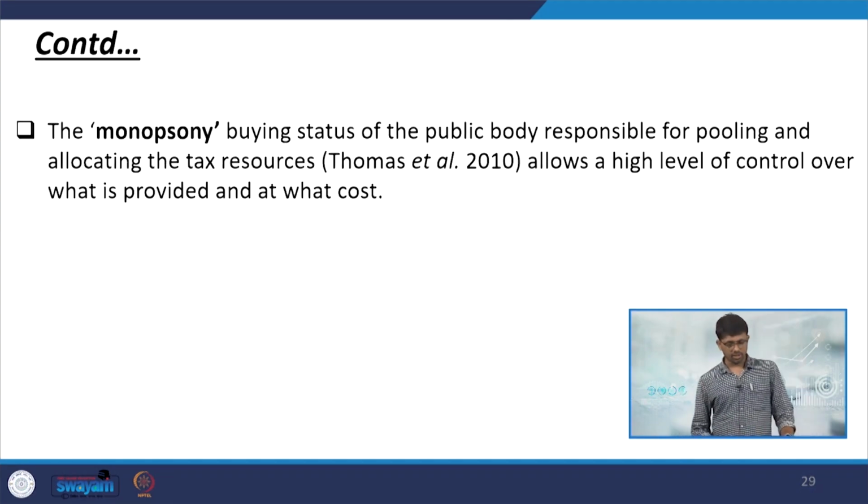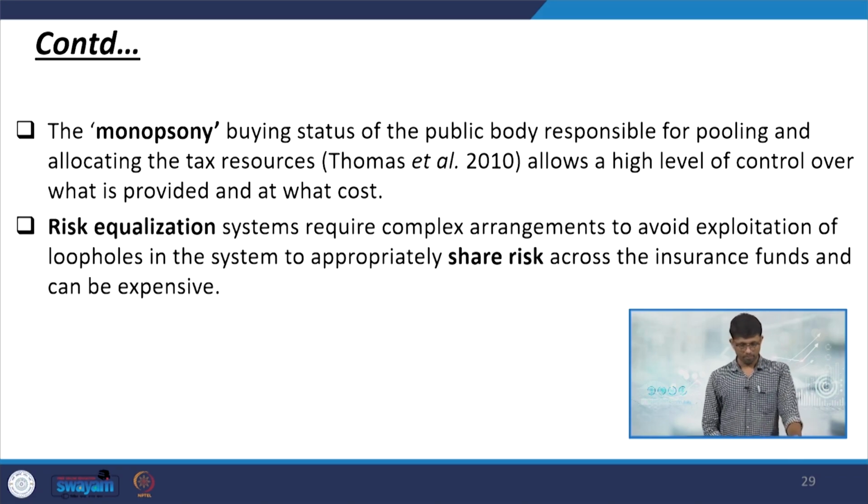So, another direction on this administrative cost issue is through monopsony. The monopsony buying status of the public body responsible for pooling and allocating tax resources, also mentioned in the work of Thomas 2010, allows a higher level of control over what is provided and at what cost, if the monopsony power is attached to the public body. Risk equalization systems require complex arrangements to avoid exploitation of loopholes in the system, to appropriately share risk across the insurance funds, and can be expensive.